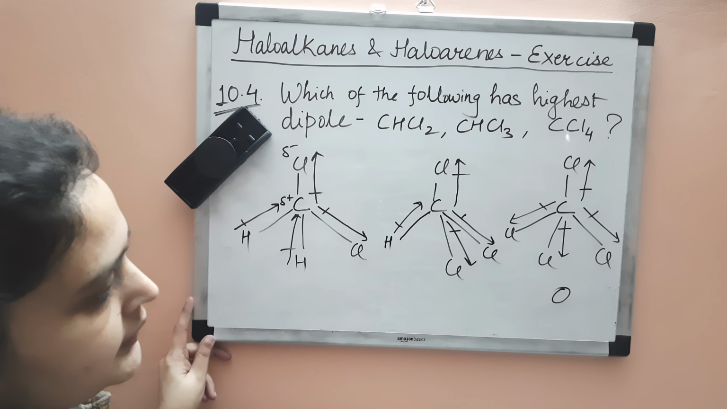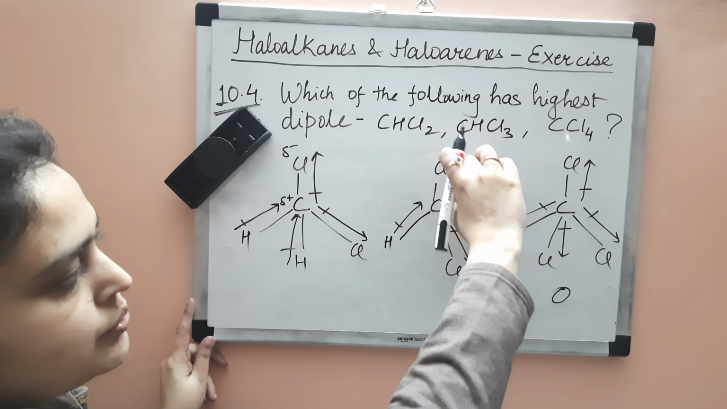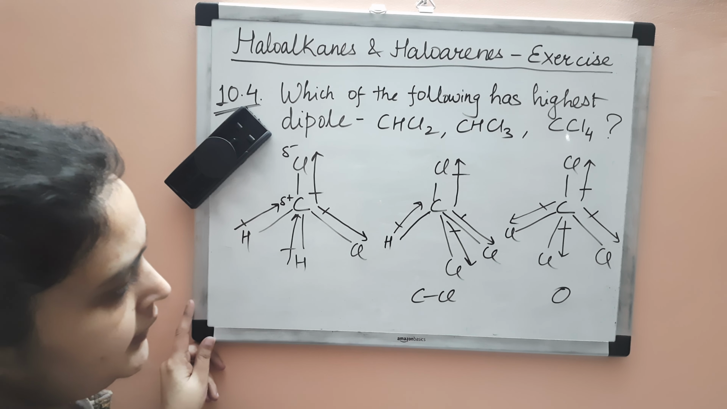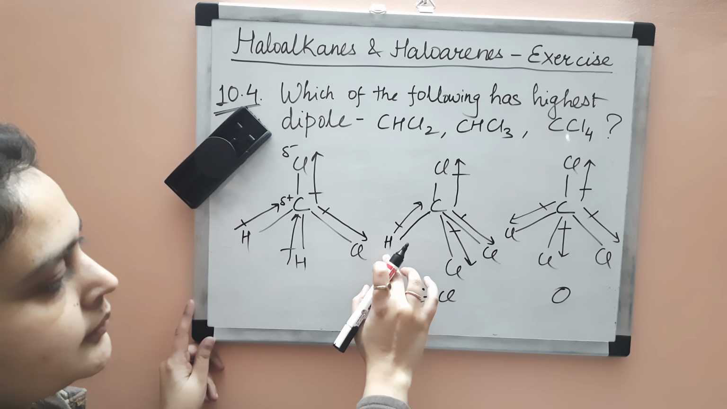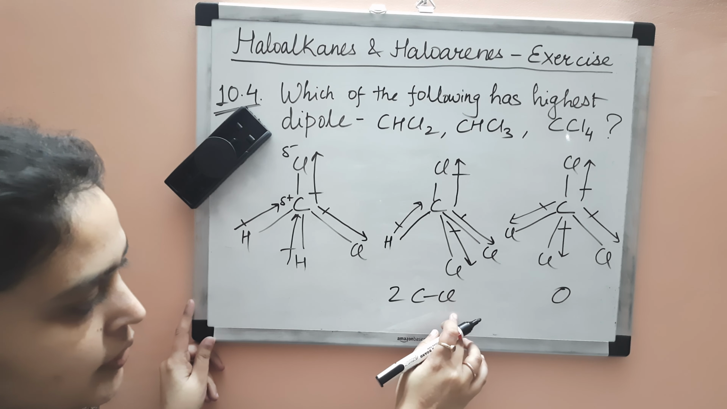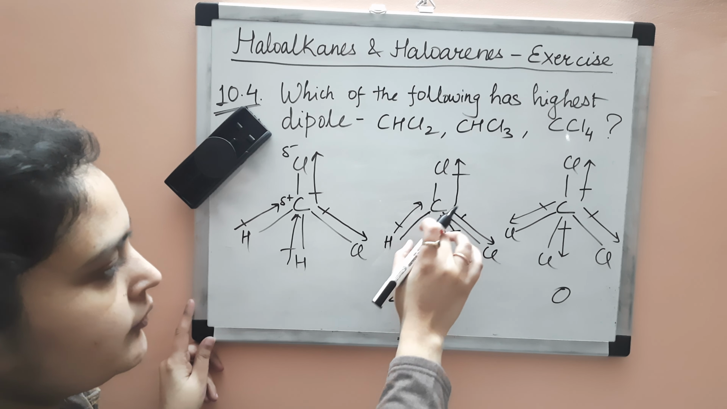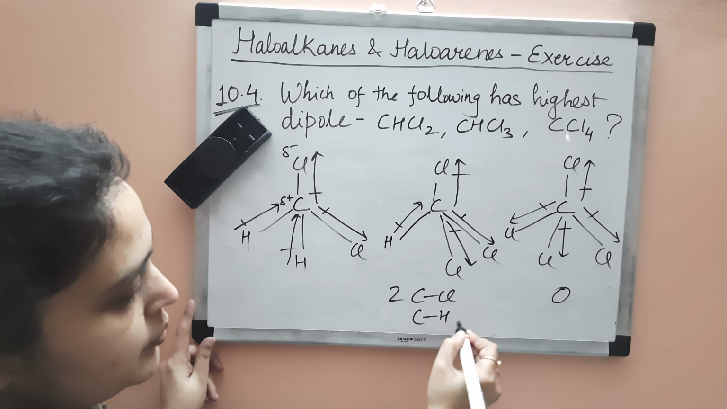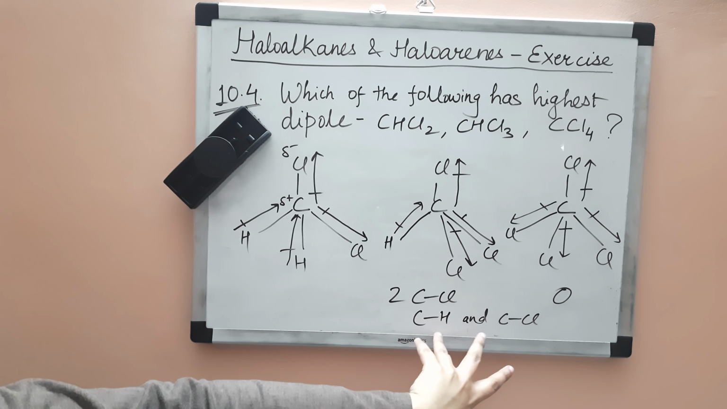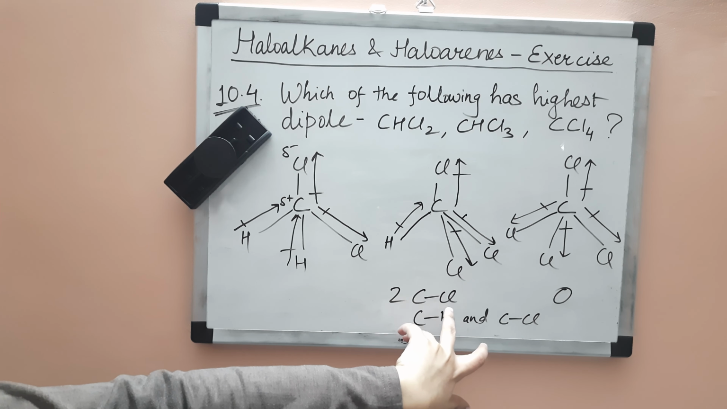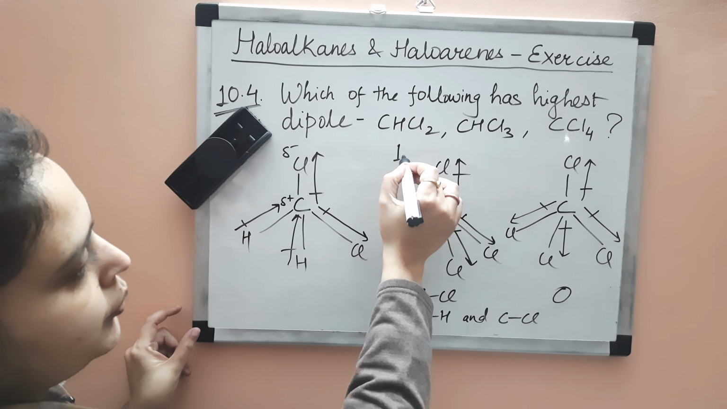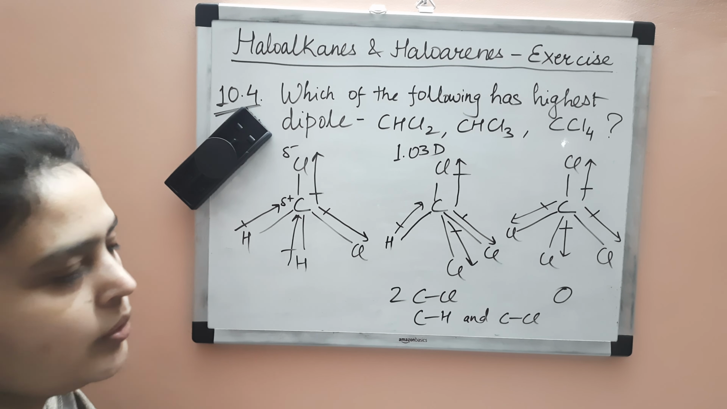the resultant of the two C-Cl dipole moments, and the C-H and C-Cl dipole moments. So the sum of the two C-Cl dipole moments will be opposed by the C-H dipole moments and the C-Cl dipole moment. So these two dipole moments will oppose the sum of the C-Cl dipole moments, right? So here it will be around 1.03 debye, the dipole moment, okay?